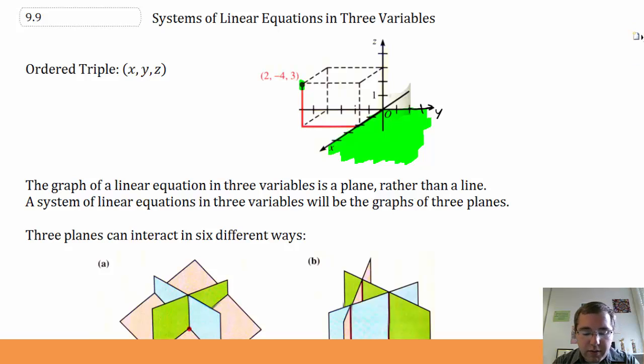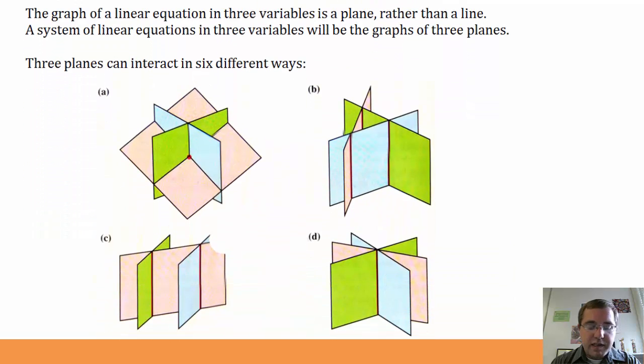And so the graph of a linear equation in 3 variables is a plane rather than a line. We end up with a whole flat, infinitely large surface. And so a system of linear equations in 3 variables will be the graphs of 3 planes. And those 3 planes can interact in 6 different ways.